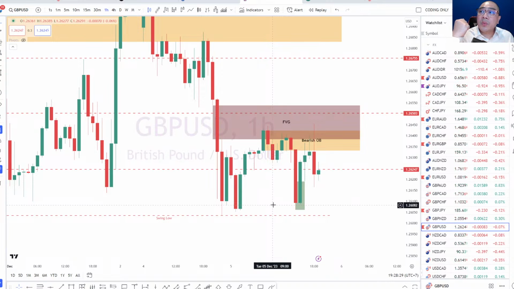For pound USD, why can't we count the candlesticks from upsides? No, can you explain that to me? What do you mean by counting it from upsides?